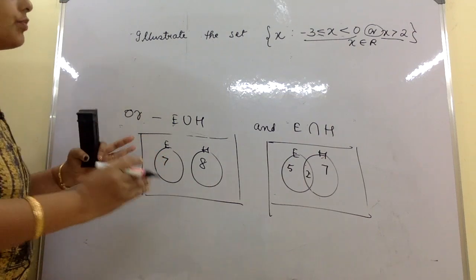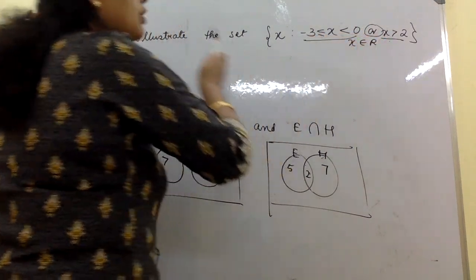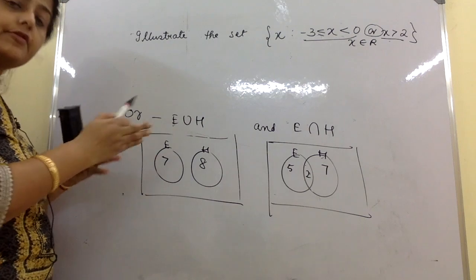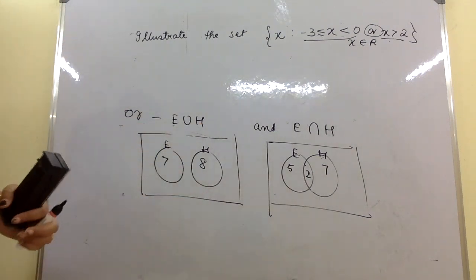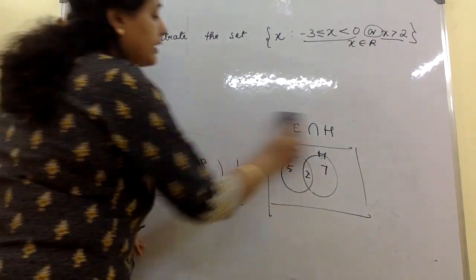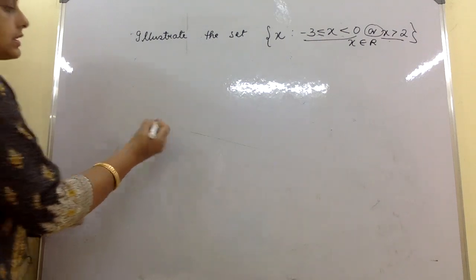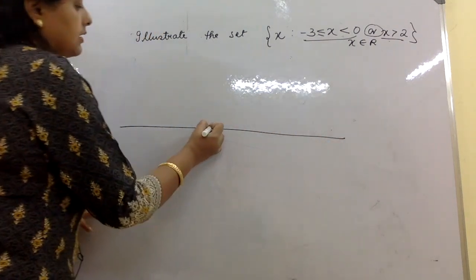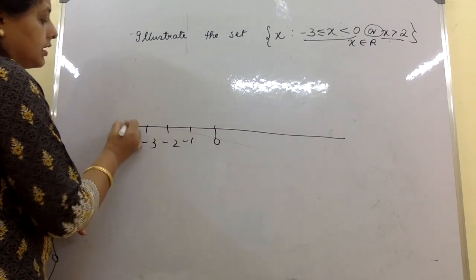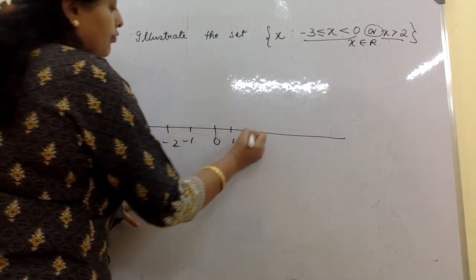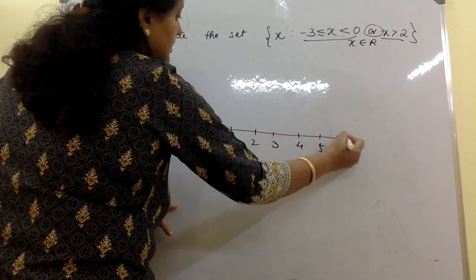Here I can see one set, here I can see another set, both come in one number line and everything comes under the values of X. So let us now see how to draw it on a number line. Here is the number line and we have 0, then minus 1, minus 2, minus 3, minus 4, and 1, 2, 3, 4, 5 and 6.